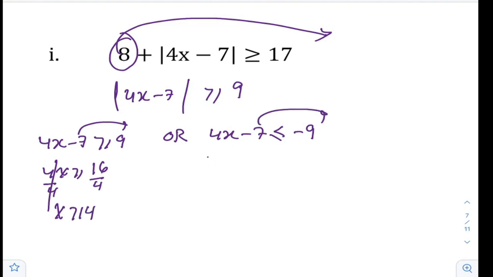The second one, take the -7 there. 7 minus 9 is -2 or -2. And x less than or equal to -half. It can be written in decimal form as well. They are combined by or.